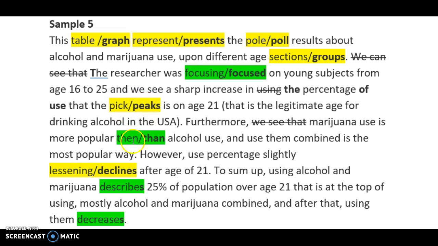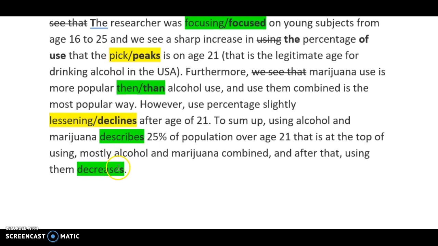Again, lessening or declines. We need to choose the right word, and that's why it's important to go back and review those words that are related to graphs. And again here, paying attention to the grammar. The researcher was focusing or was focused on. Here we want the passive form. More popular than or then. Although it's not a spelling mistake, it's a grammatical mistake. Because then means afterwards, and than is comparing. Describes decreases.